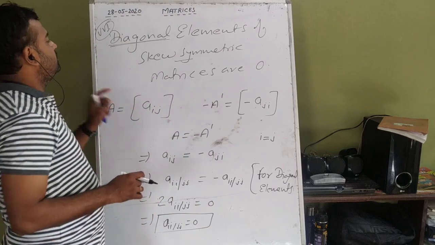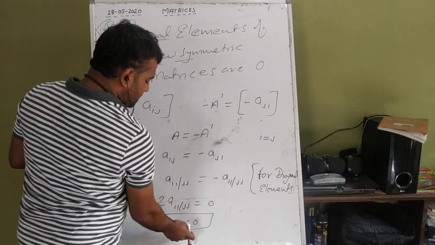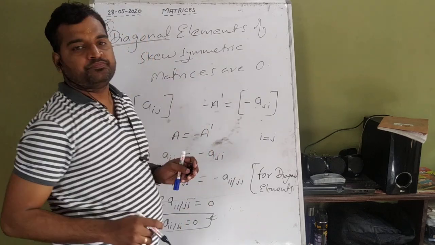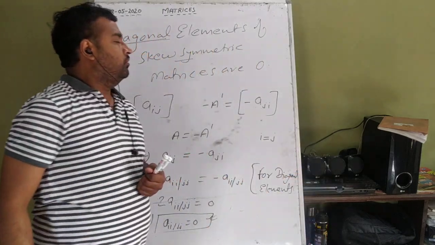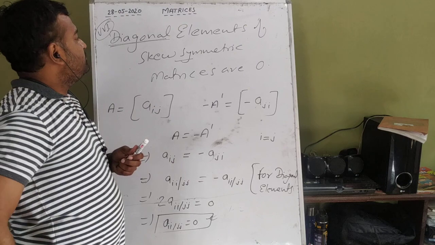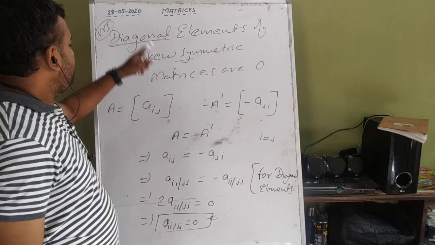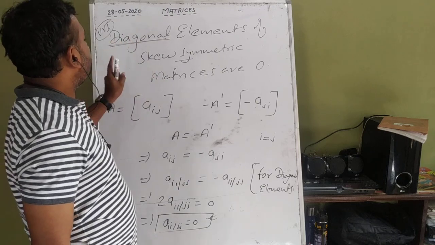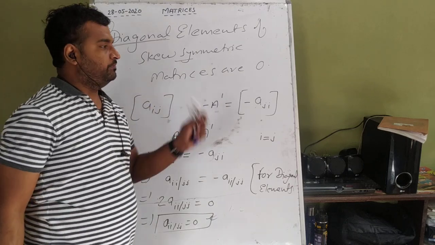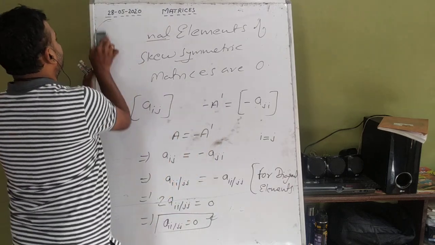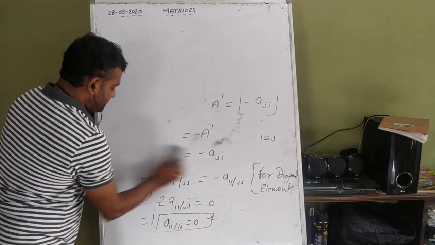This was the question given there. We proved that the diagonal elements for the skew symmetric matrices are 0, and we have proved this one. This is a very important point here. Okay. So in the previous video we have discussed the symmetric and skew symmetric matrices, and now a very important point we have discussed. We proved that the diagonal elements of the skew symmetric matrices are 0, and this is the proof here. Okay. Moving to the next point, product of the matrices.